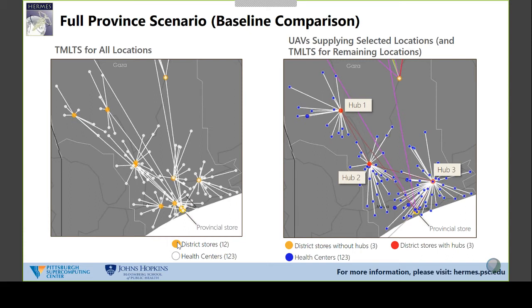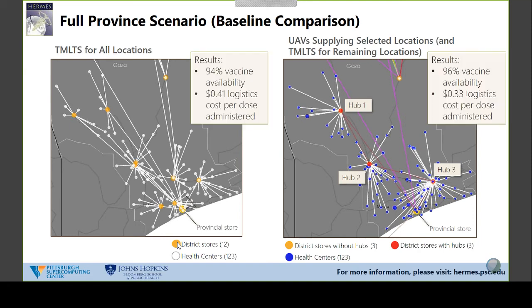So in this potential implementation, we would still have the provincial warehouse, and from there we placed 3 different hubs that could cover as many of the 123 health centers in the province as possible. Those are shown in blue, the health centers that are served by drones. And in this system, we would use 3 different hubs, and in the northern area, we would just still use trucks and motorbikes to distribute the vaccines.